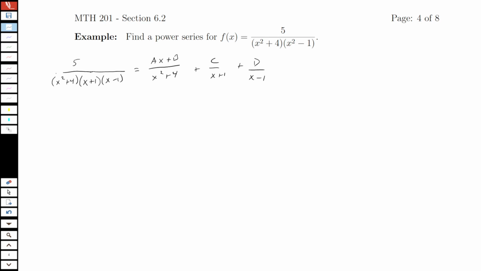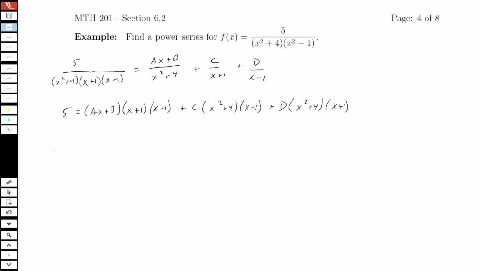Okay. If I multiply through by the denominator, on the left I'm going to have 5. On the right I have ax plus b times x plus 1 times x minus 1. And then c times x squared plus 4 times x minus 1. The x plus 1's cancel. And then the d term, the x minus 1's cancel, so I'll have d times x squared plus 4, x plus 1.